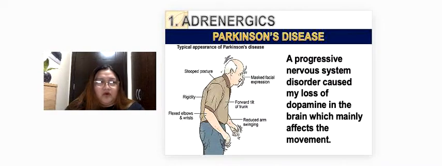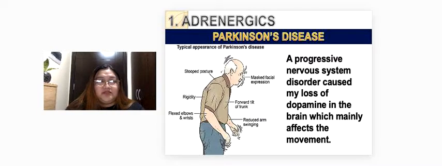Okay? We walk, we run, we hop, we sit, we stand, we climb stairs. Yung extrapyramidal movements na yan ay sa tulong ng neurotransmitter na dopamine. E kapag meron kang Parkinson's disease, progressive siya. Ibig sabihin, as you grow old, nagde-develop siya, unti-unting nauubos ang dopamine sa iyong brain. At dahil dyan, nagkakaroon ka ng movement problems.